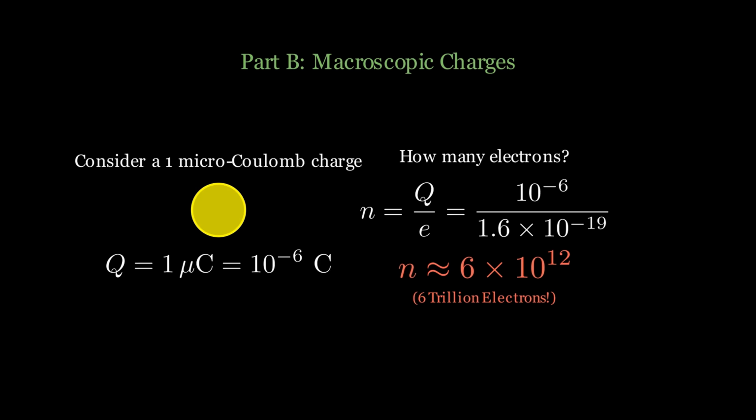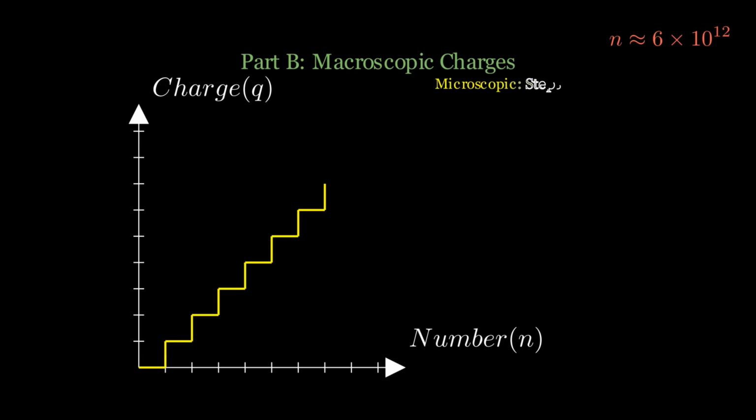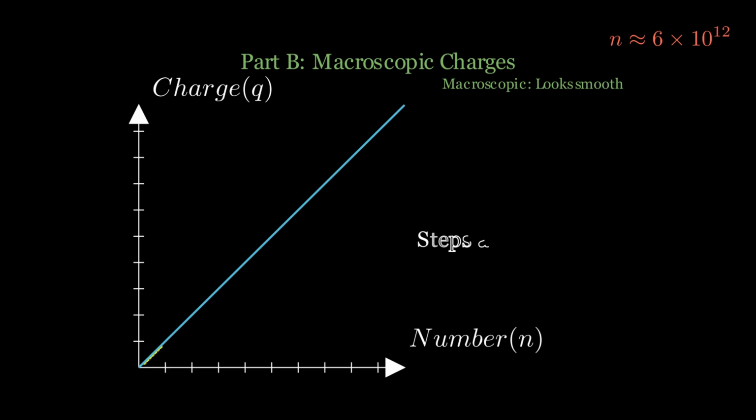Here is the best way to visualize it. If we zoom into the microscopic level, we see the steps. It's jagged. But because 6 trillion is such a massive number, these steps are incredibly tiny relative to the whole. When we zoom out to the macroscopic world, those steps blur together. The jagged staircase looks exactly like a smooth continuous line. This is why classical physics ignores quantization for large charges.